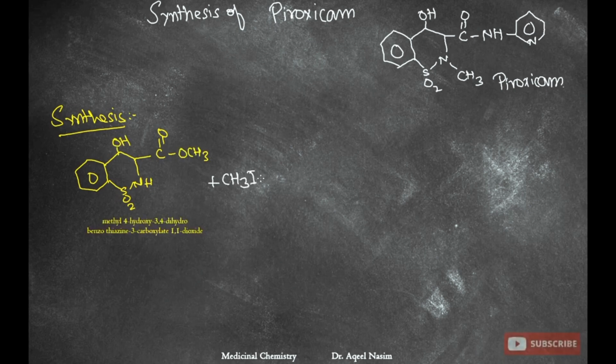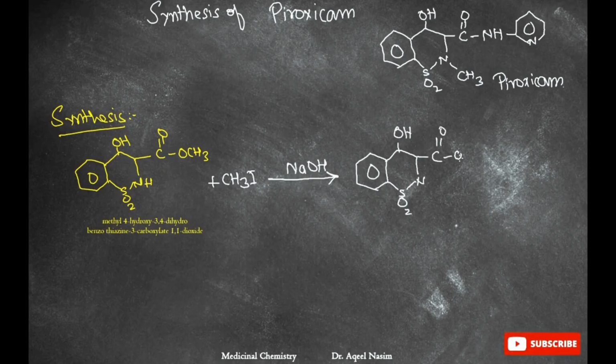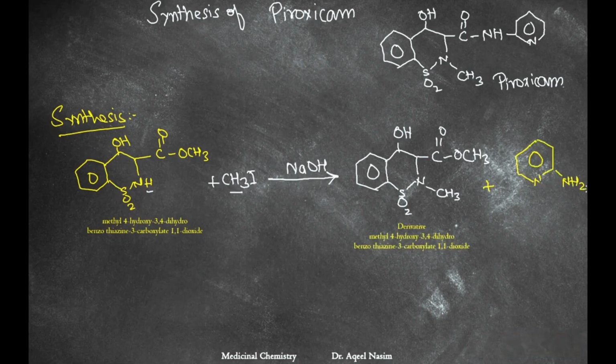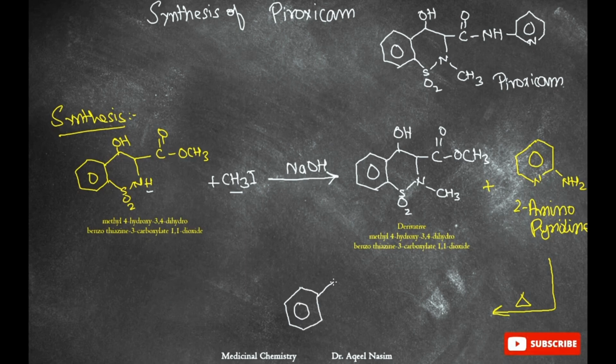So here is the first compound that will undergo reaction. The name is written over here, and along with methyl iodide in the presence of sodium hydroxide, it will yield the second derivative, methyl 4-hydroxy 3,4-dihydrobenzothiazine derivative. Then this undergoes further reaction with 2-aminopyridine, and when heat is provided, it will eventually yield piroxicam.